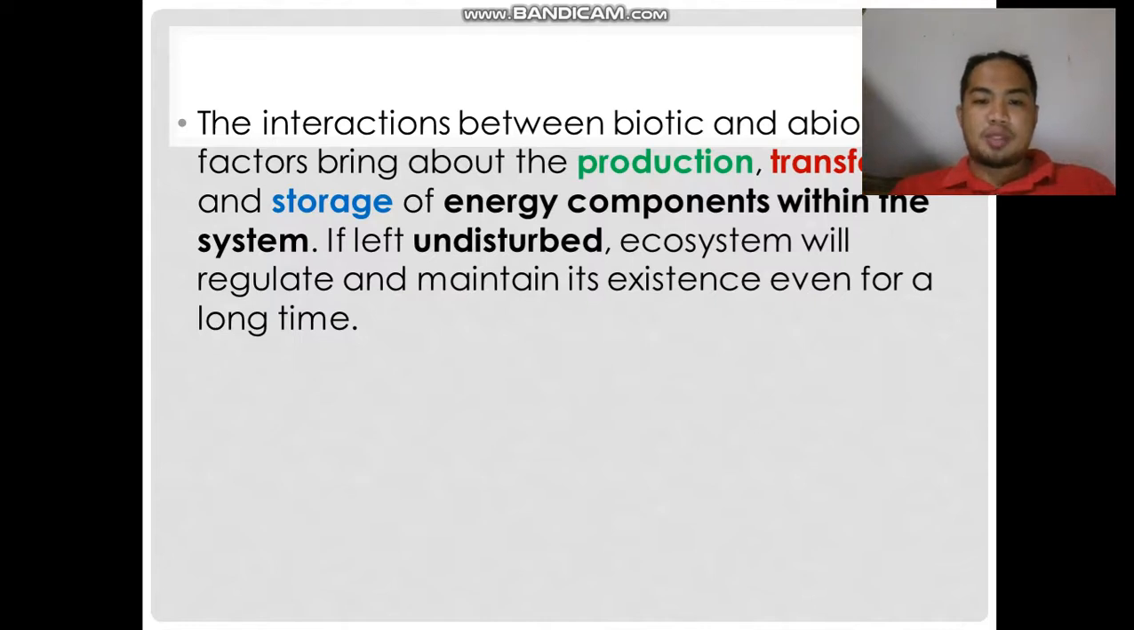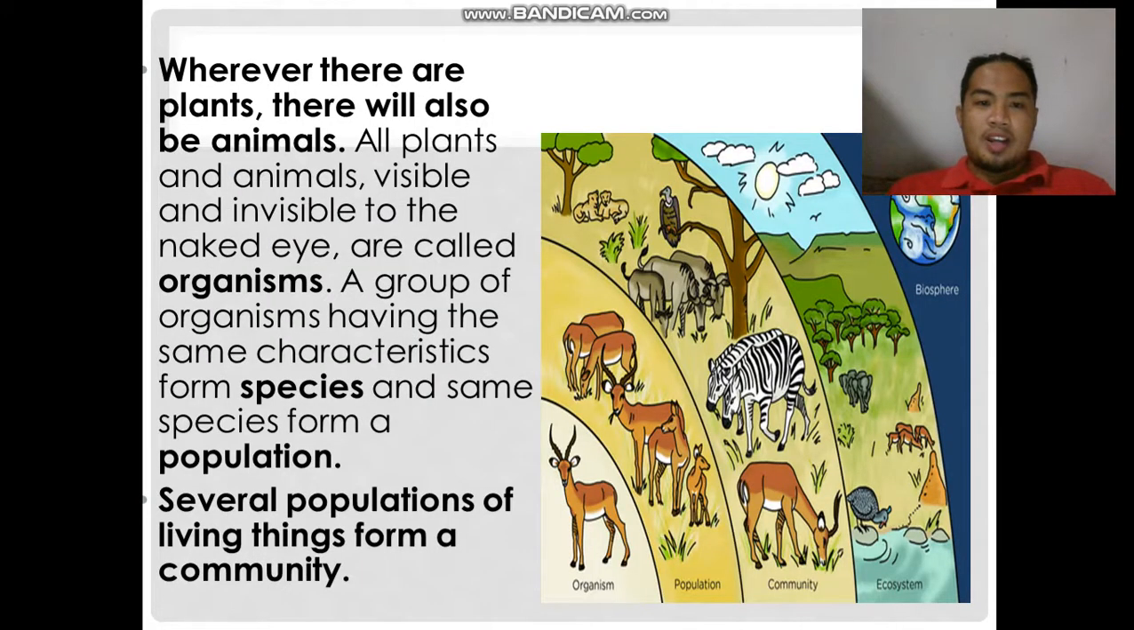The interactions between, meaning the relationship between, biotic and abiotic factors bring about the production, transfer, and storage of energy components within the system. If left undisturbed, an ecosystem will regulate and maintain its existence even for a long time. So the ecosystem is self-sustaining because there is a relationship between the biotic and abiotic factors. Wherever there are plants, there will also be animals, of course. All plants and animals, visible and invisible to the naked eye, are called organisms.